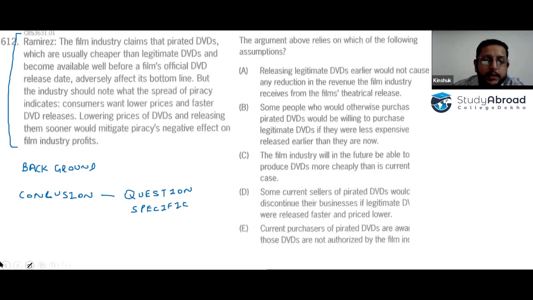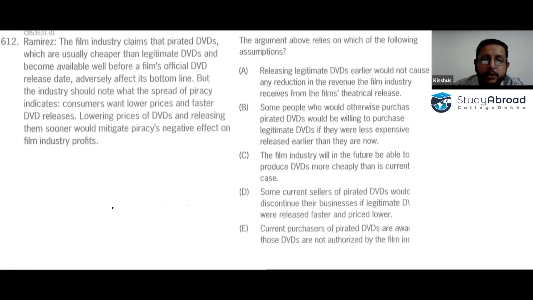So let us start off with the question. The question is: the argument above relies on which of the following assumptions? So that means one of these five answer choices is a likely assumption. What does that mean? The argument given to us will be true based on one of these assumptions. So whichever answer choice here makes our argument valid, makes our small passage given to us valid, will be the right answer. So let us understand how to find the assumption.